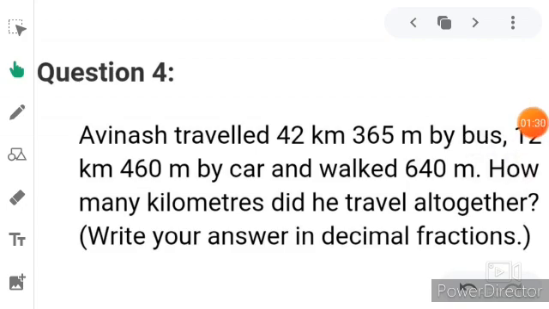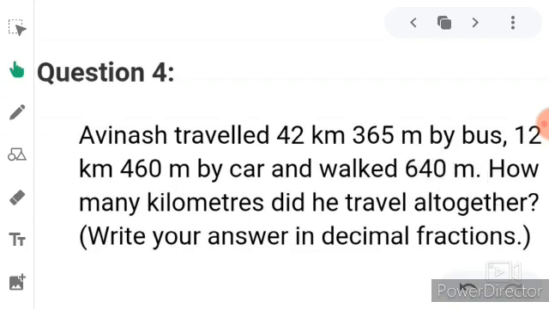The question is that Avinash traveled 42 kilometer 365 meters by bus. Means Avinash traveled by bus 42 kilometer and 365 meters. So we will have to take kilometer before the decimal point and 365 after the decimal point. 12 kilometers 460 meters by car, and walked 640 meters only. So here kilometers are not given to you.